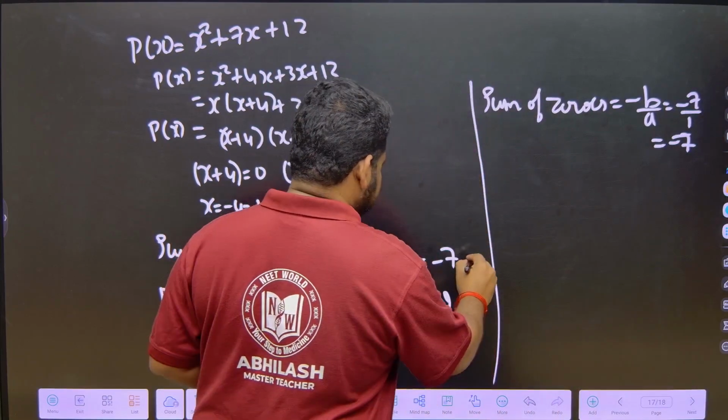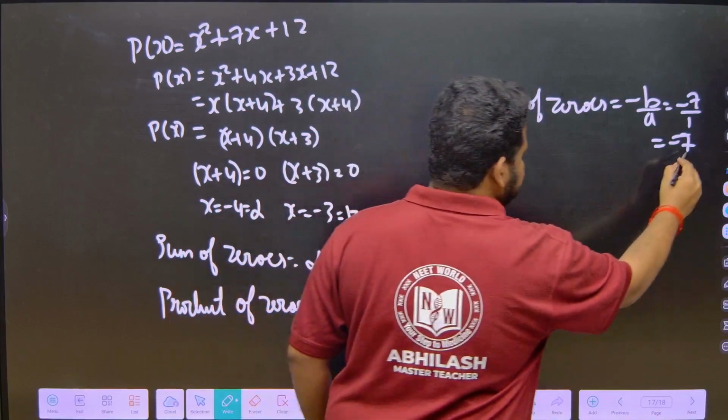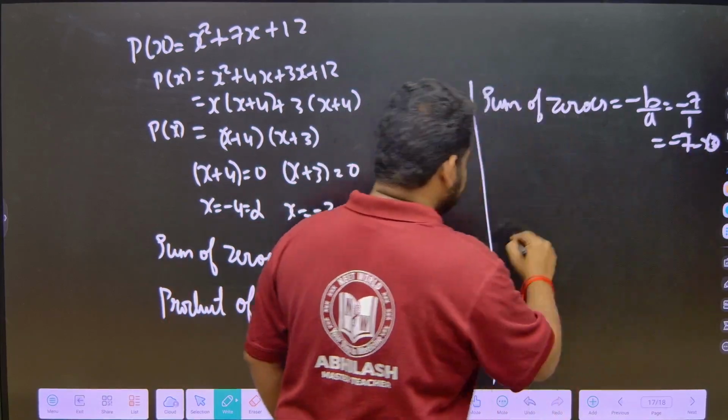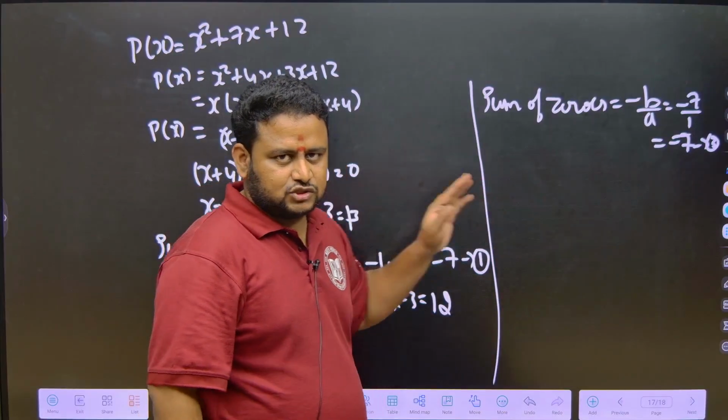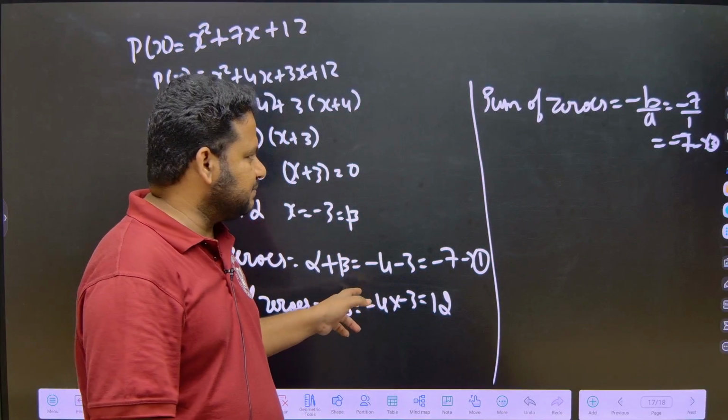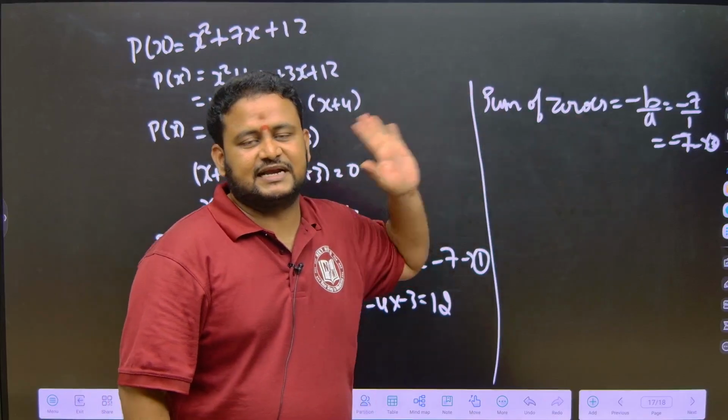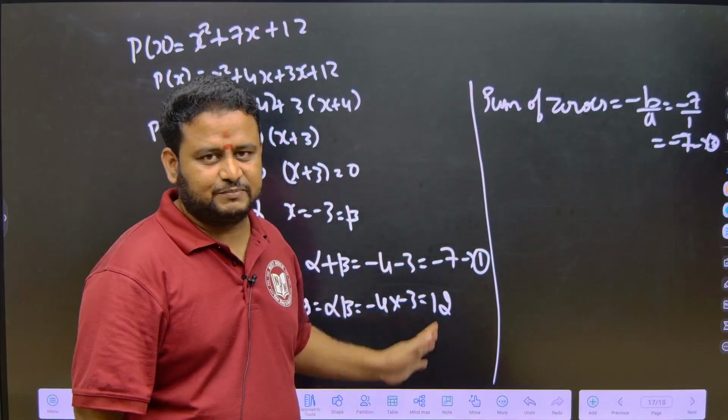If I write this as equation 1 and this as equation 3, if you look at equation 1 and equation 3, you are getting the value as minus 7 in both. So, sum of the zeros alpha plus beta is nothing but equal to minus b by a. That is the correct statement. So, we established that relation.